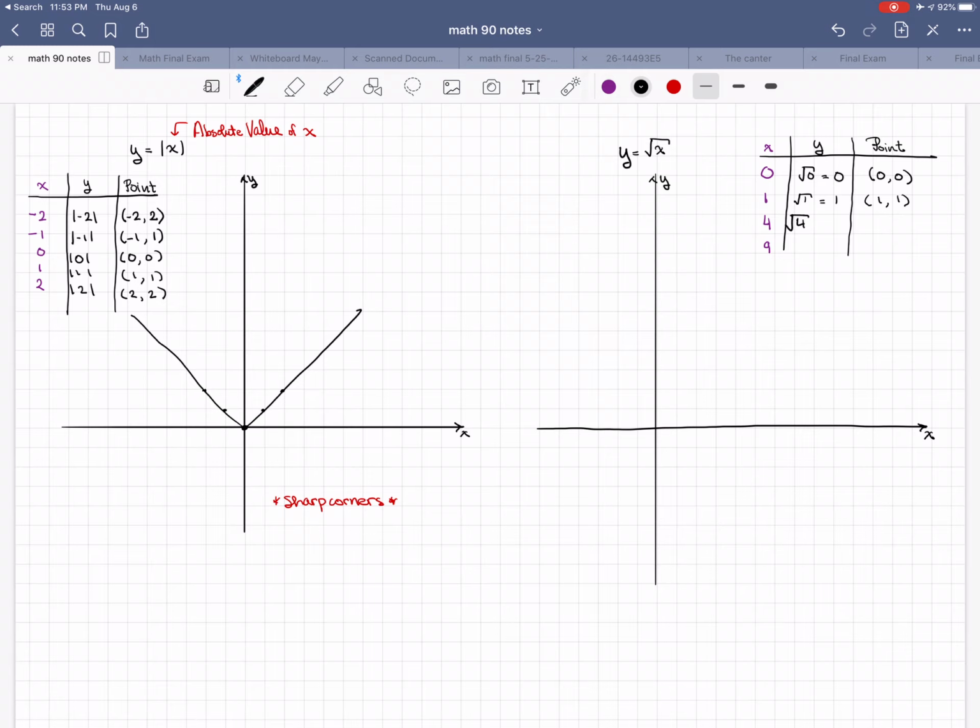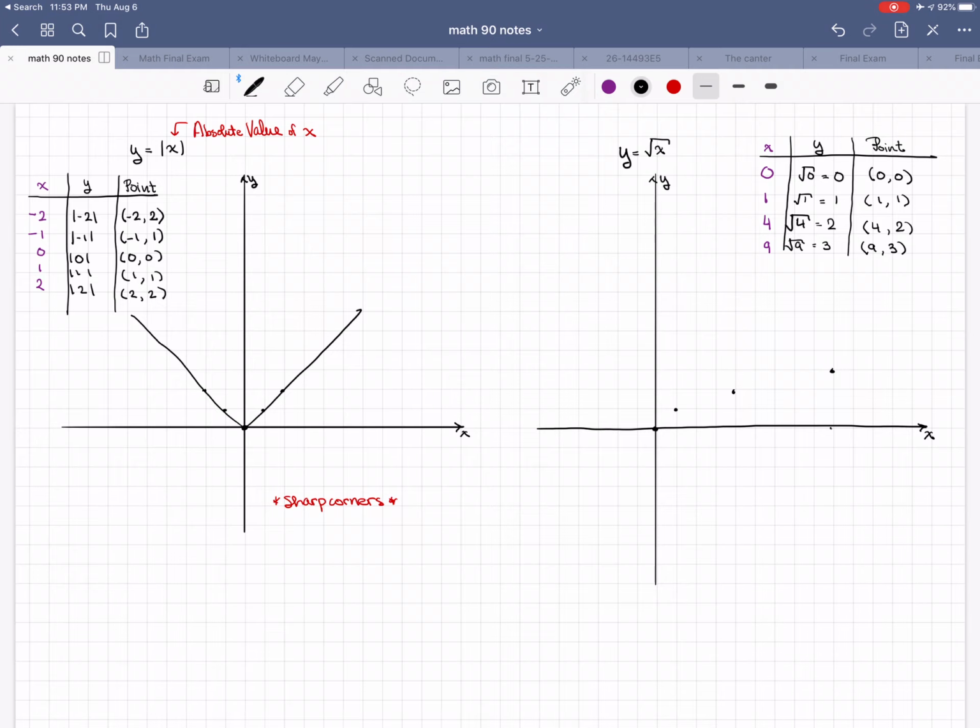The square root of 4, by that exact same token, is 2. So we have the point 4, 2, and the square root of 9 is 3. So that's 9, 3. Okay, so off we go. So here is 0, 0. Here is 1, 1. 4, 2. And then 9, 3. Okay, so again, if this is a new shape for you and you're not really seeing anything, you're welcome to plot more.